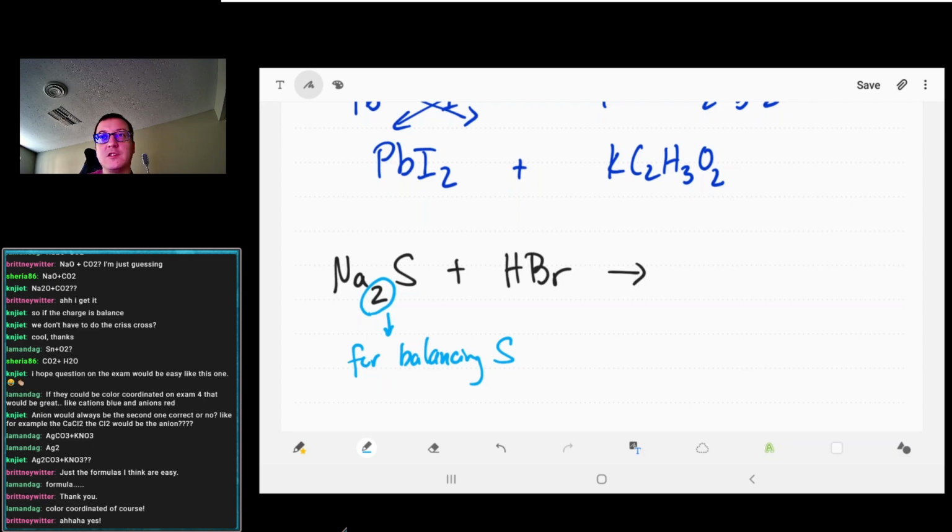So that 2 does not have to go over to the other side. We're going to deal with that 2 when we talk about balancing the equations. But for right now, that 2 only exists to balance sulfur. And so once it's removed from sulfur, it may or may not come back. It just depends what your new anion is going to be.